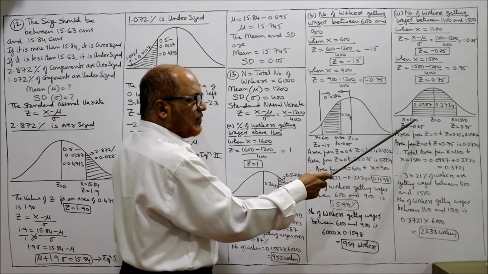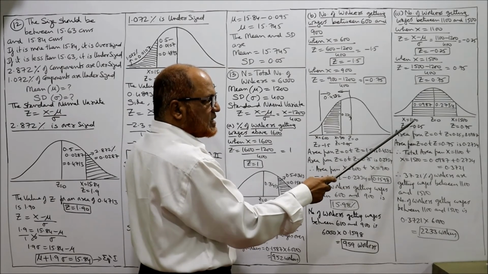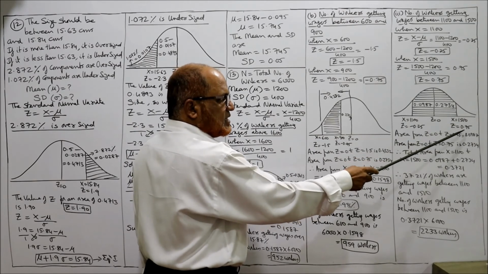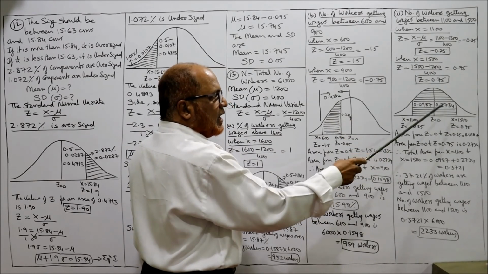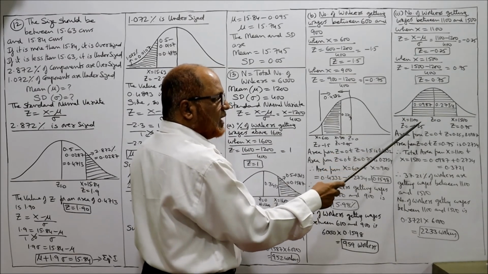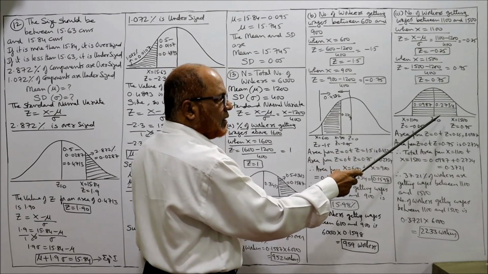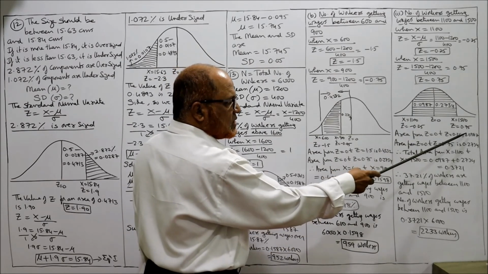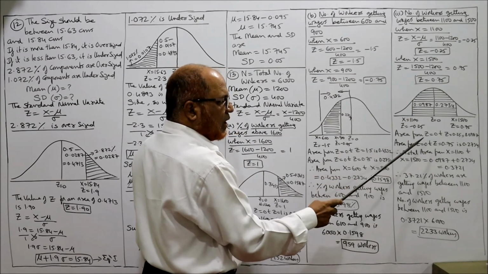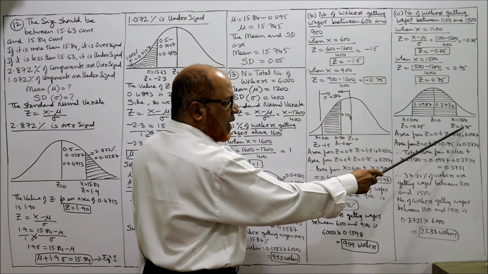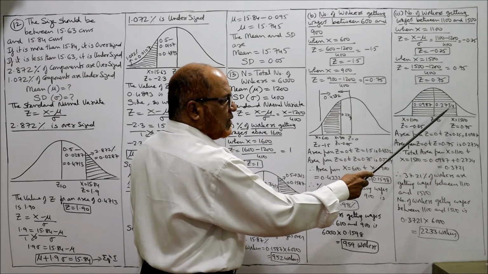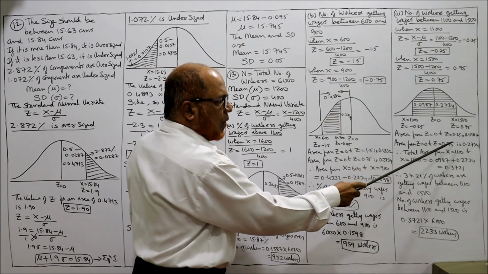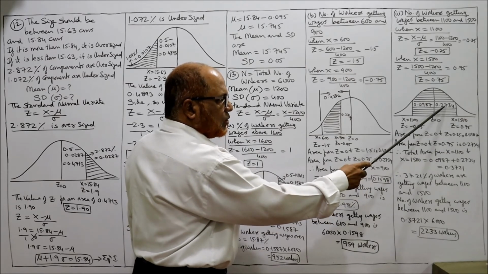Now we will draw a diagram of the curve. On the left hand side x is equal to 1100, z is equal to minus 0.25. On the right hand side x is equal to 1500, z is equal to 0.75. Here we have calculated. Now we need the area in the middle of 1100 to 1500. This area we require. The area from z equal to 0 to z equal to 0.25 is 0.0987. The area from z equal to 0 to z equal to 0.75 is 0.2734. You can refer to the table: 0.2 under 5 you'll get this, 0.7 under 5 you'll get this one. So both areas are found.